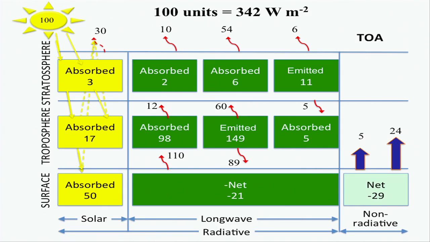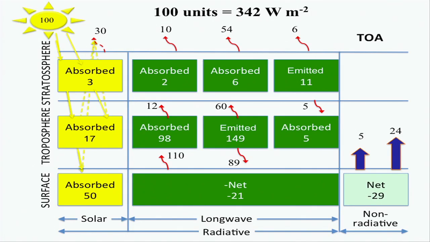Over here, when we look at the absorption, remember we've got to think now about the troposphere and the stratosphere separately compared to the surface. Effectively, we've got 110 units going out. We've got 98 absorbed from the surface, 12 goes straight through. Of that 12, 2 is then absorbed in the stratosphere, so eventually we get 10 units going out to the top. But then, of course, that absorption has other ramifications.